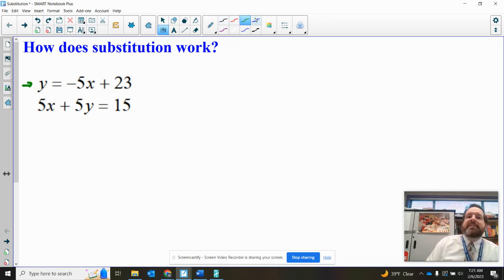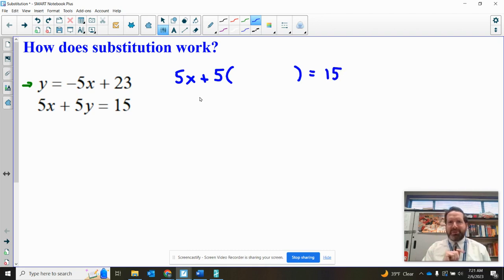I want to take now this other equation, this bottom one, and where I see an x, I'm going to leave it as an x. But where I see a y, I want to put some big empty parentheses, because we're going to put something else in those empty parentheses. Now notice everything else is the same. 5x plus 5y, that's what these big empty parentheses represent, equals 15. That's just the bottom equation.